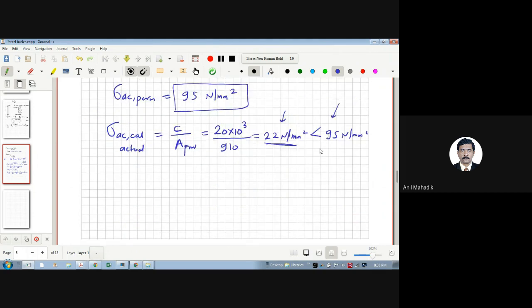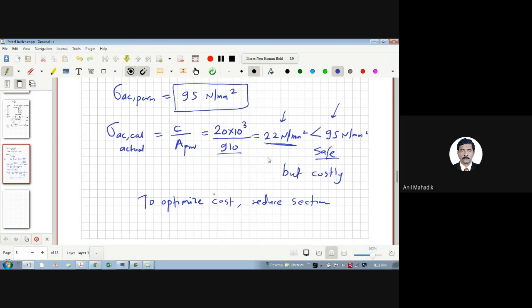So it is safe, but costly. So if you want to reduce the cost, then reduce the section. To optimize the cost, reduce the section. Try some other sections where you can have a lesser value of A and r is more, and then you can have this value near to 90 or something, 85, 90 something. So this way you can do the design.